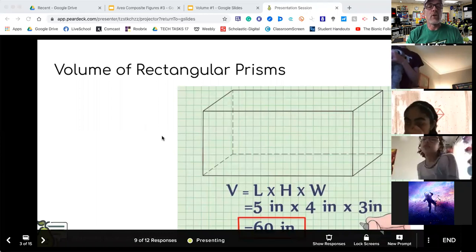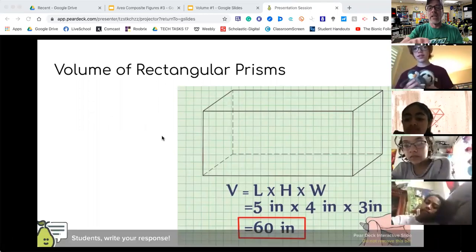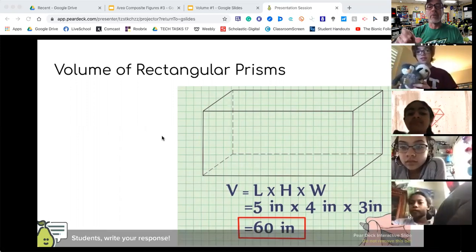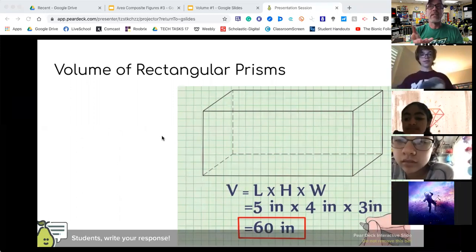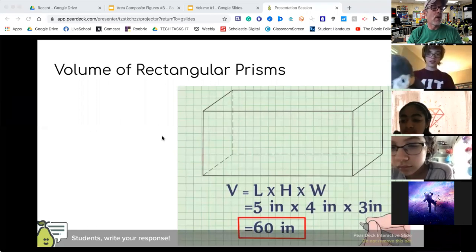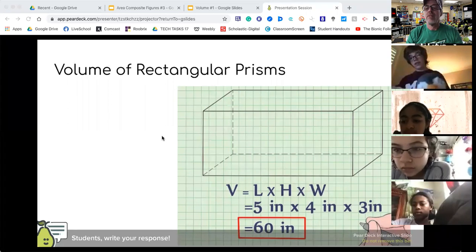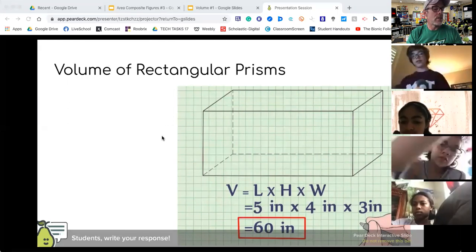So if you're ready, when you need to talk yourself. All right, the question is, why is it safer to talk about when you're doing volume of prisms, that you get the area of the base times its height instead of just using length times width times height? Why is that a safer way to talk about this? For learning. James, you talked about it. You want to share what you said?